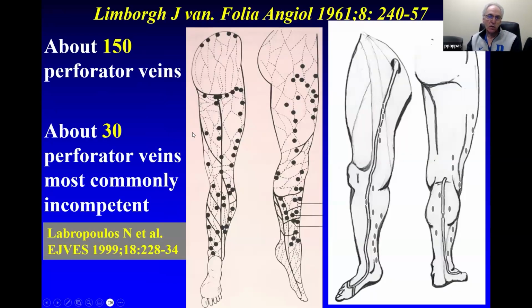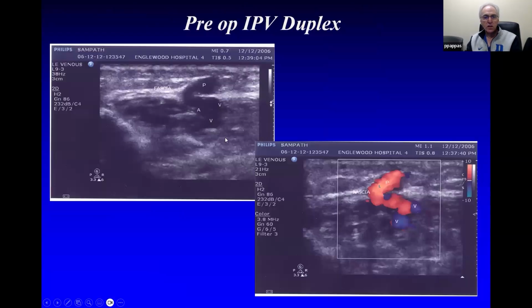And this is just to show you, again, a classic paper from Dr. Labropoulos, where all the possible locations of perforators can be. So this is what it looks like on a duplex scan. Here's your B mode ultrasound. This little white line here is your fascia. Here is a superficial vein through a perforator going into the deep system, and it's always in close proximity to an artery. On color, again, you see the perforator with reflux, and here are your 2 veins right here.